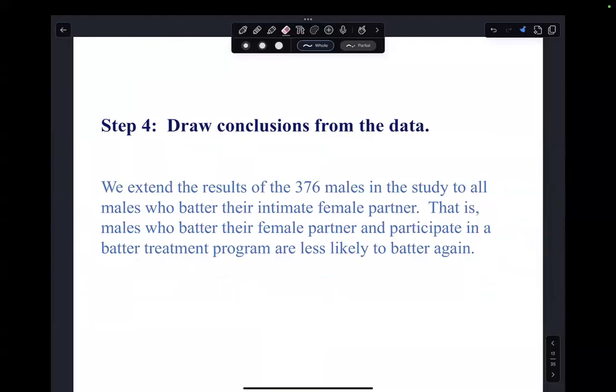This is the final conclusion. We extend the results of the 376 males in the study to all males who batter their intimate female partners. So males who batter their female partners and participate in a batterer treatment program are less likely to batter again. So there we go. That was a lot. It's a lot of words. So that is the step, and there's your example.